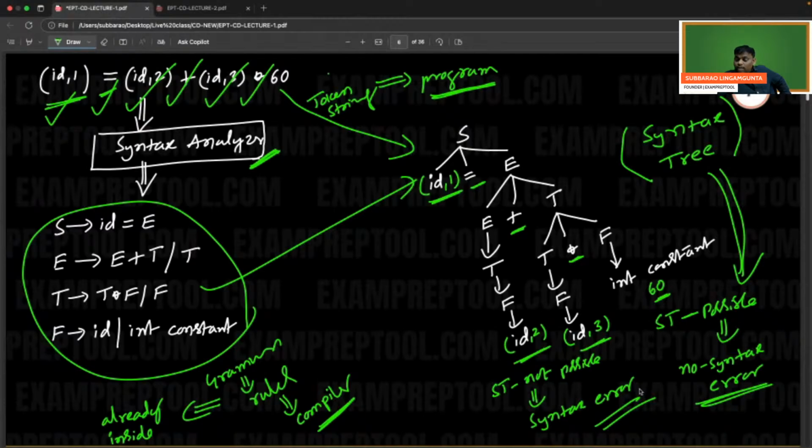Right? Syntax tree not possible. ST means syntax tree. Syntax tree not possible means syntax error. Syntax tree possible means no syntax error.